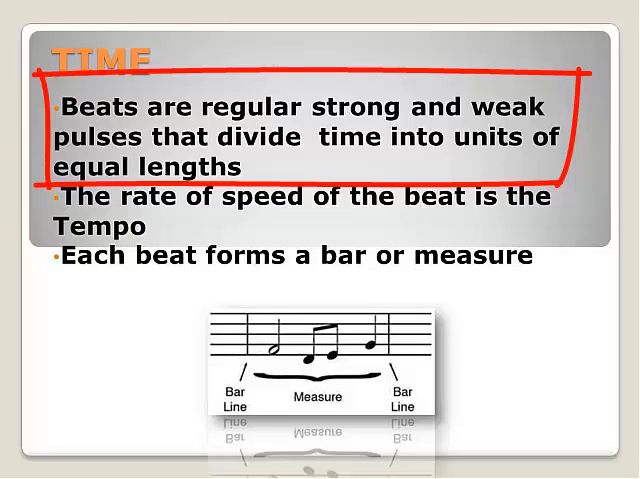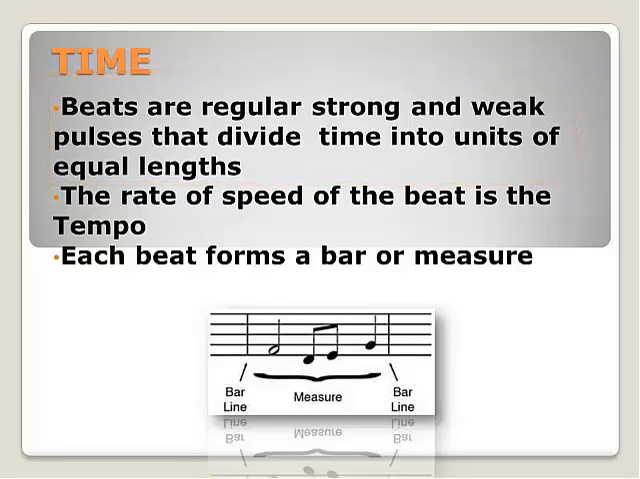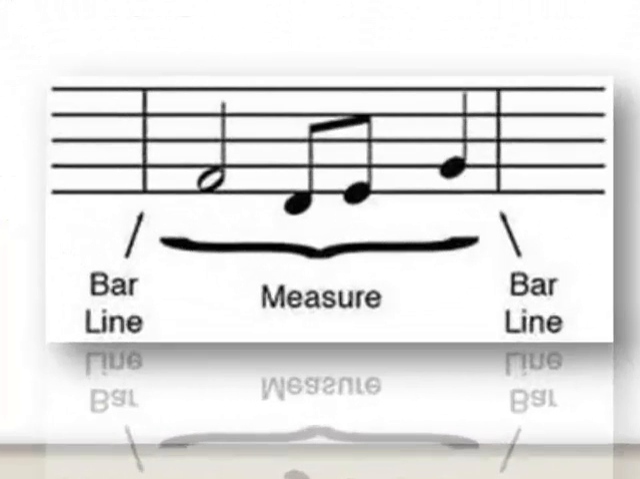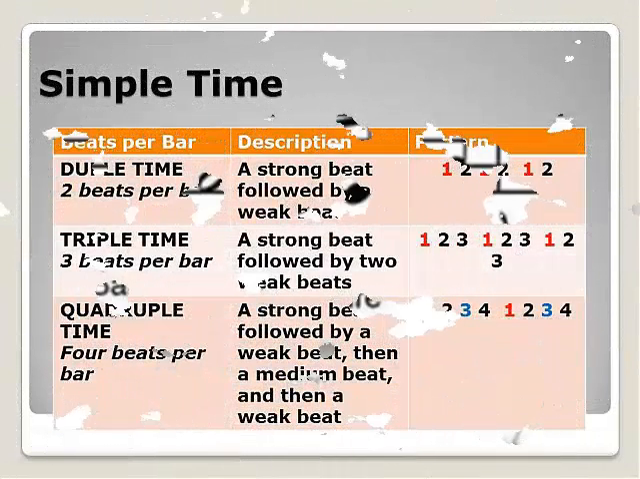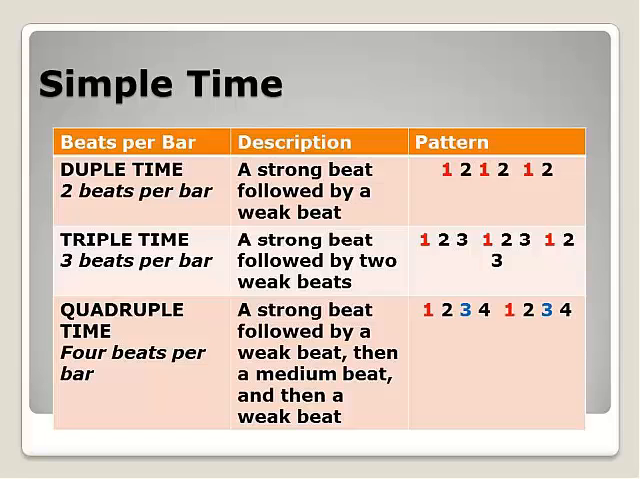Beats, which are strong and weak pulses, divide time into units of equal length. These divisions are called measures or bars. Bar lines show us how we group our notes together. However fast or slow we play is the tempo. Let's have a quick review of simple time.